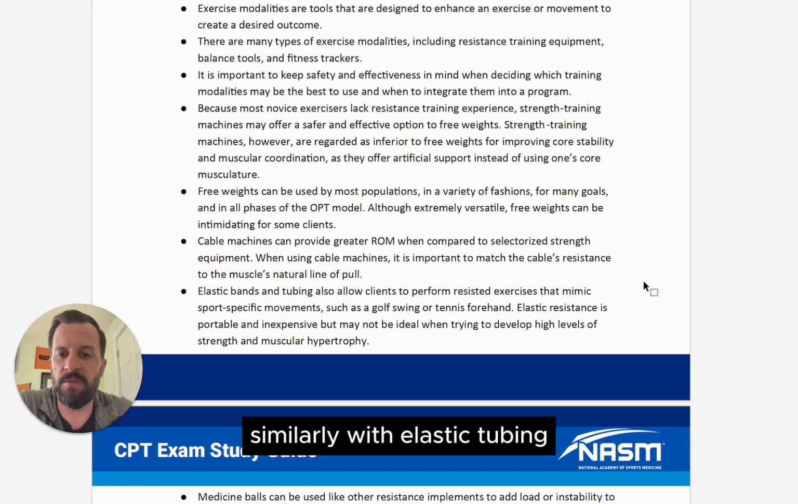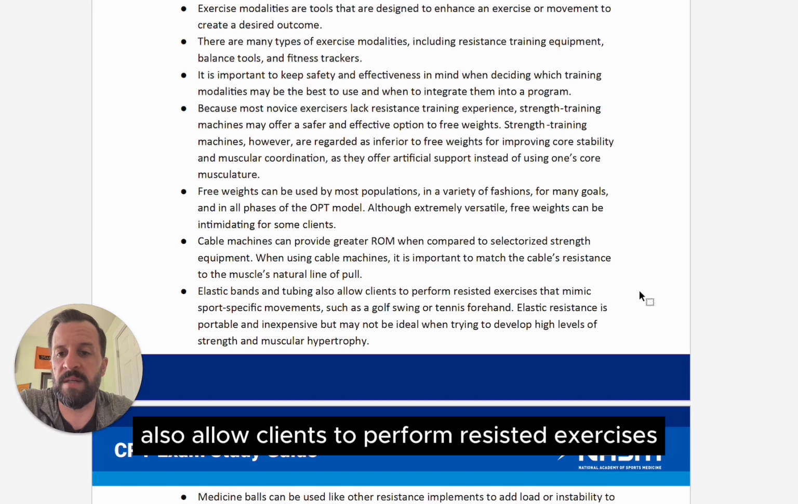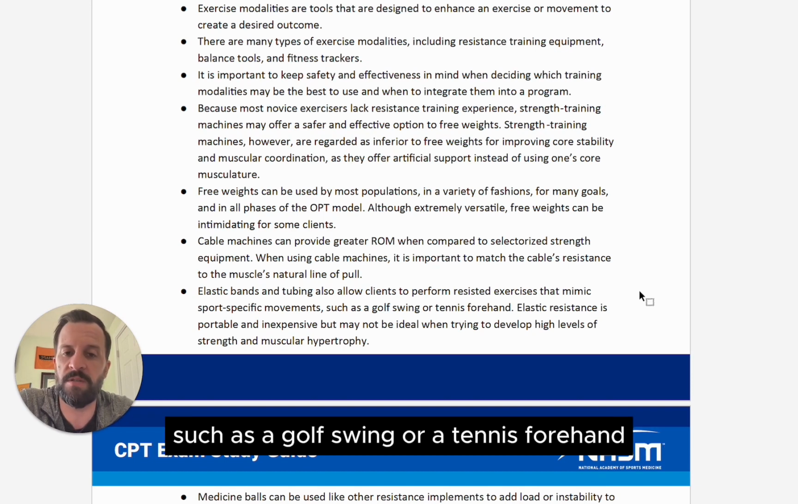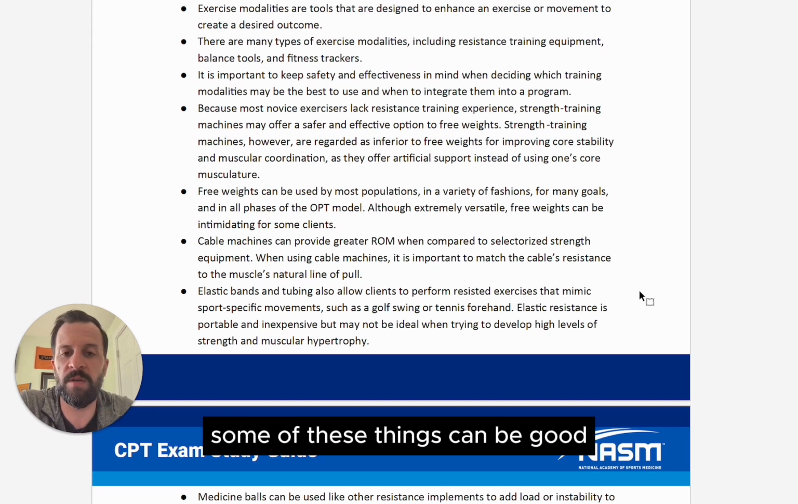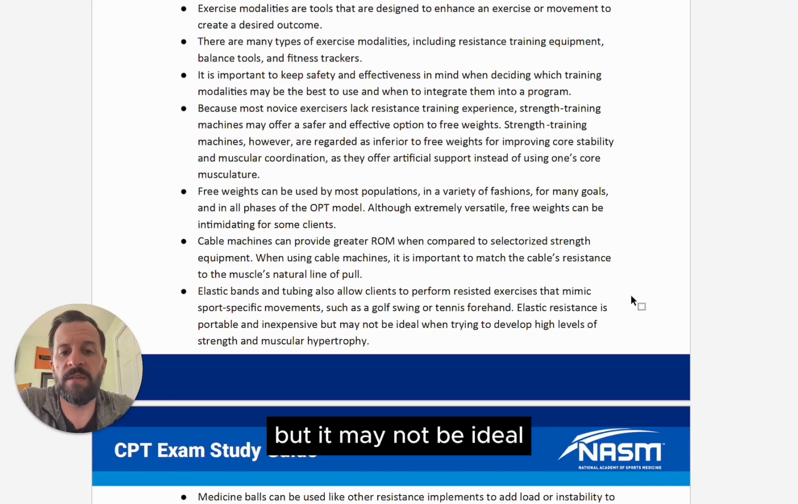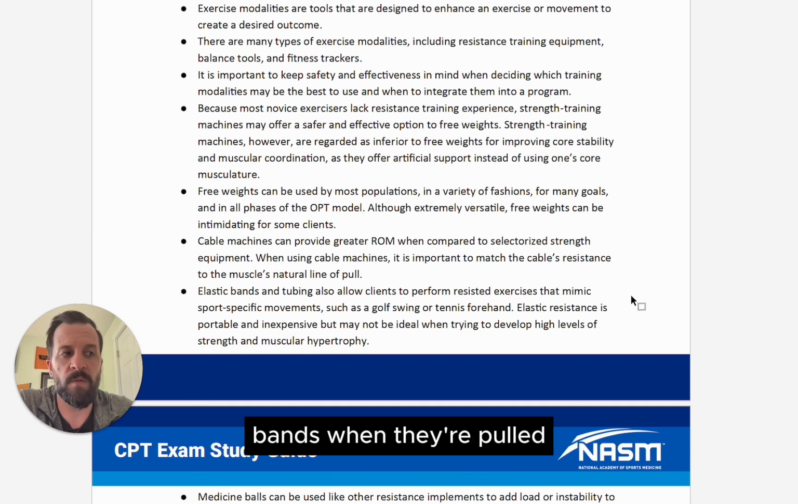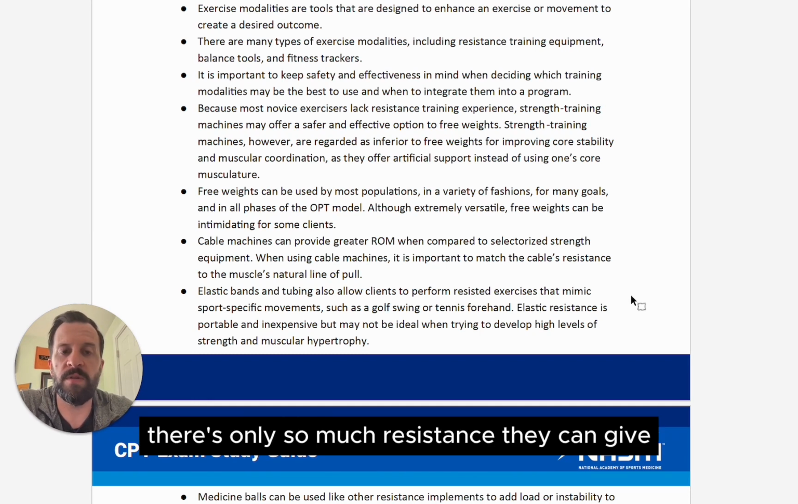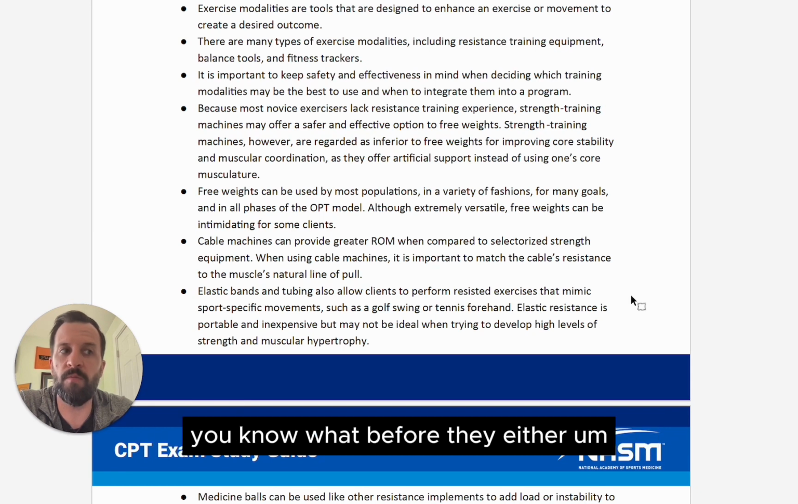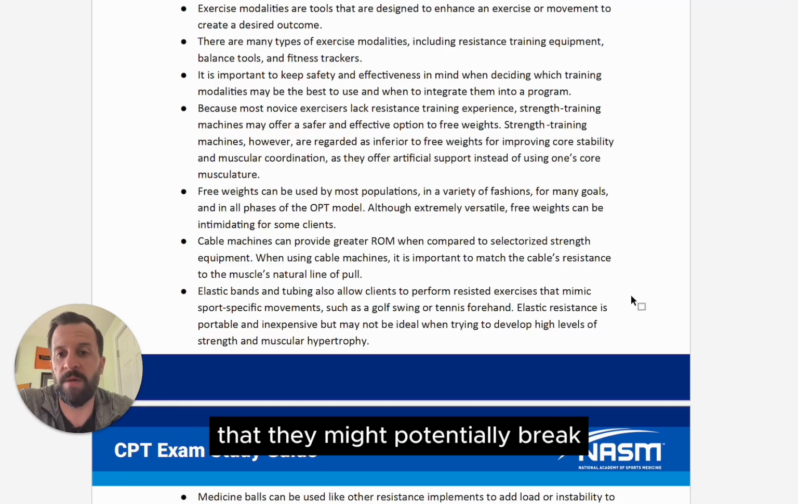Similarly with elastic tubing. Elastic bands and tubing also allow clients to perform resisted exercises that mimic sport-specific movements, such as a golf swing or a tennis forehand. Usually some of these things can be good for our rotational movements. Elastic resistance is portable and inexpensive, but it may not be ideal when trying to develop high levels of strength and muscular hypertrophy. Right? Bands, when they're pulled, there's only so much resistance they can give before they either don't give you enough resistance, or if you're pulling too hard, they might potentially break.